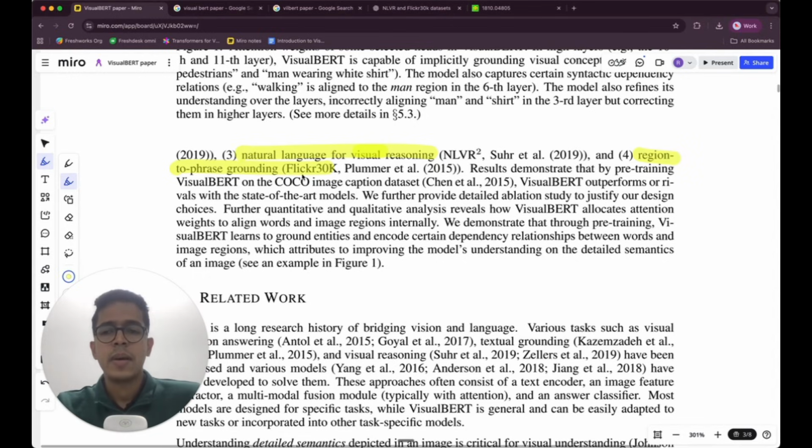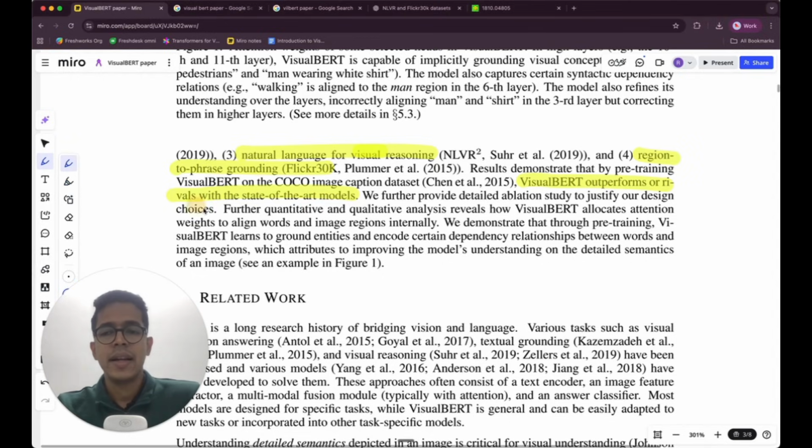Results demonstrate that by pre-training VisualBERT on the COCO image caption dataset, VisualBERT outperforms or rivals the state-of-the-art models. Amazing, right? We are yet to see the full architecture. I mean, we saw it in figure 2, how it works, but I hope they will show the architecture somewhere. We'll see. We further provide a detailed ablation study to justify our design choices. Further quantitative and qualitative analysis reveals how VisualBERT allocates attention weights to align words and image regions internally.